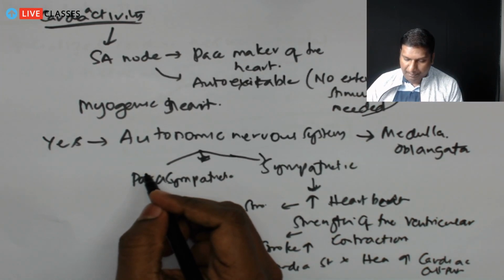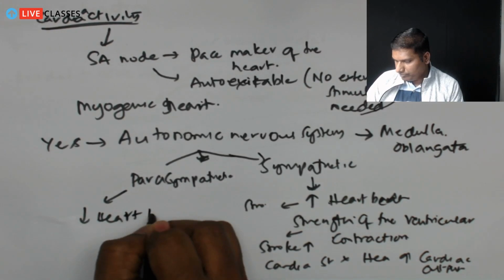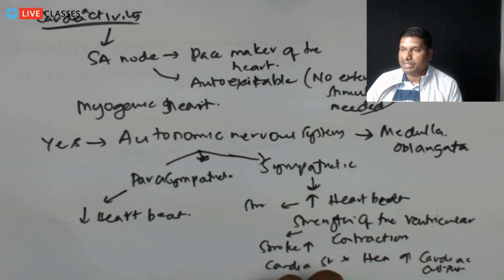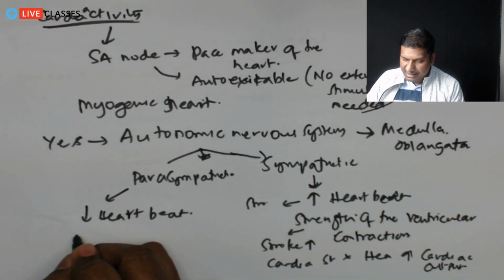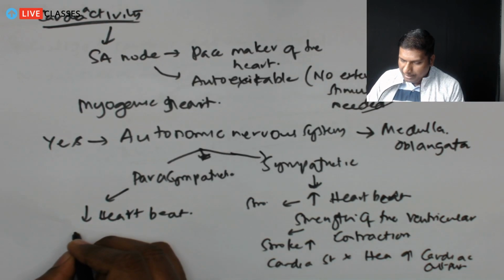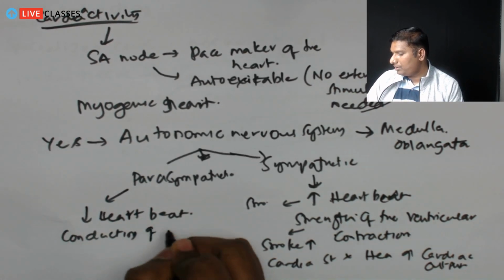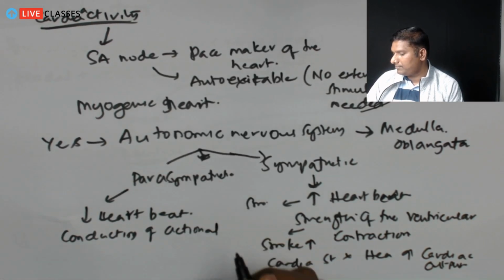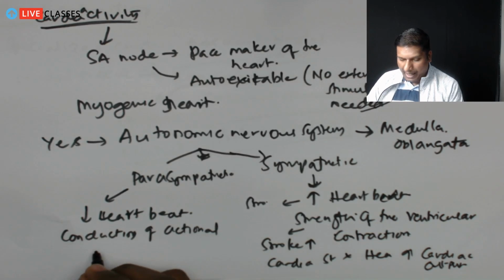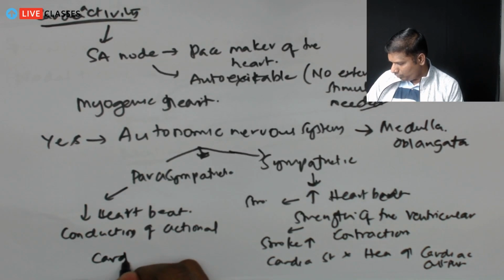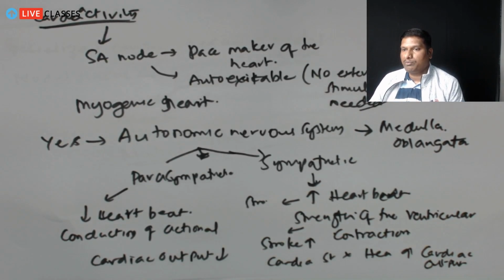Now if you talk about the parasympathetic nervous system, they decrease the heartbeat. They do this by controlling the conduction of action potential, that is, conduction of the electrical signal, thereby reducing the heartbeat. And obviously, if the heartbeat is reduced, the cardiac output will also go down.